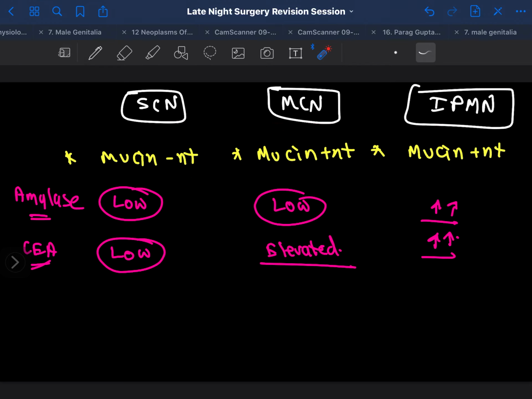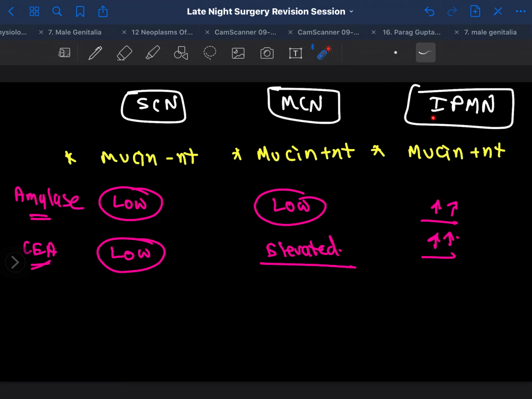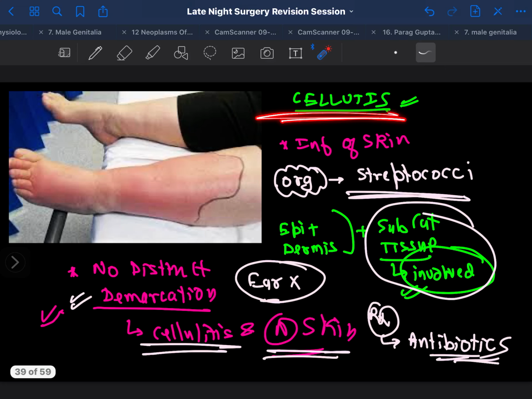Here, what you need to understand is that mucin is present in the mucinous neoplasms, obviously, but if there is a serous cystic neoplasm, it is serous, right? So the mucin is going to be absent. At the same time, the amylase and the CA are also low in this. In the mucinous cystic neoplasm, mucin is present, the amylase is low, but the CA is elevated. And in the IPMN, intraductal papillary mucinous neoplasm, obviously mucin is present, the amylase is high and the CA is high. This is the area from where most of the MCQs on cystic neoplasms of the pancreas come, so please go through it.